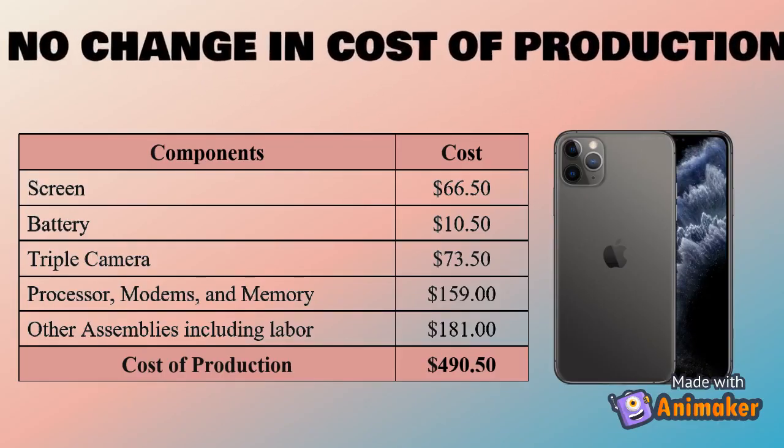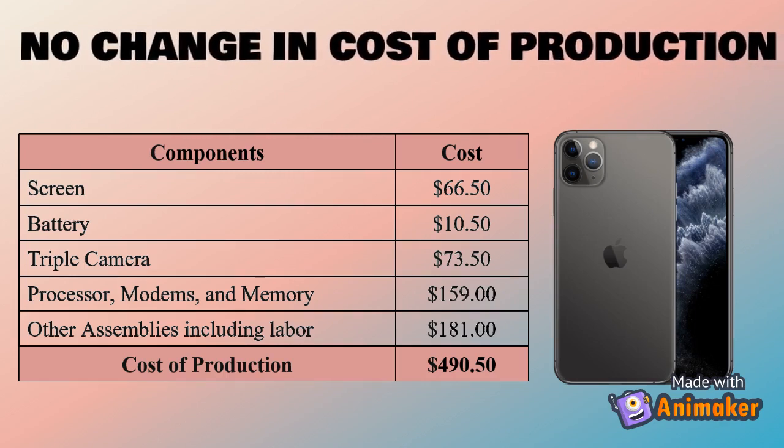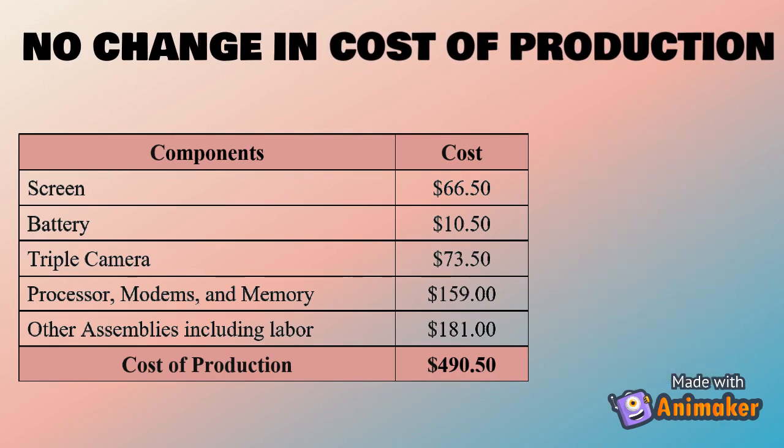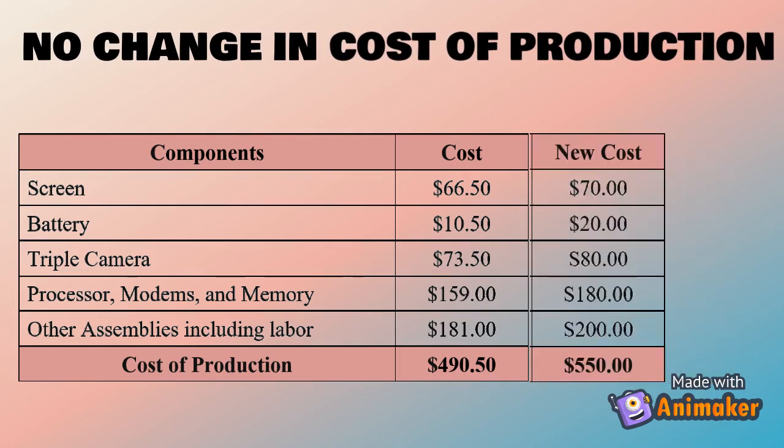The next factor is the cost of production needs to be unchanged. To make an iPhone, the following costs are added to decide the price of the phone. These costs are called the cost of production. If any of these costs change, the cost of the iPhone will change too, thus affecting the supply.